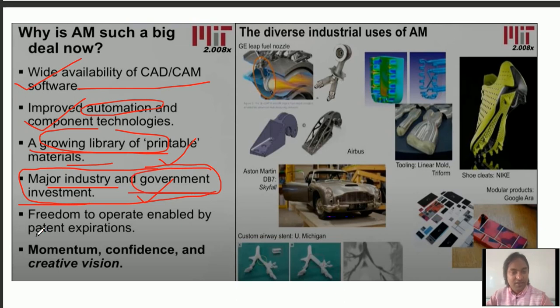Then freedom to operate enabled by patent expiration. After the patent is expired, you are able to use this. So that's why momentum, confidence, and creative vision you can include it.